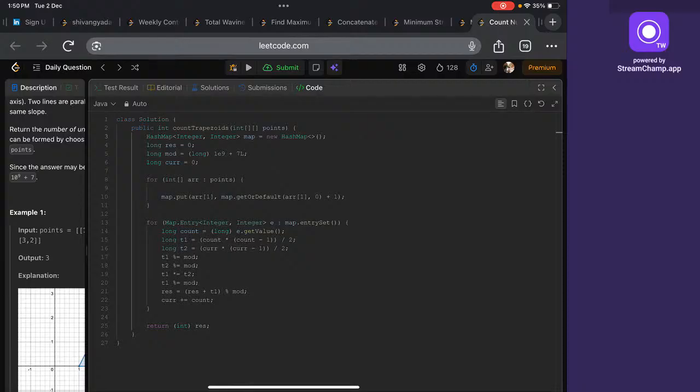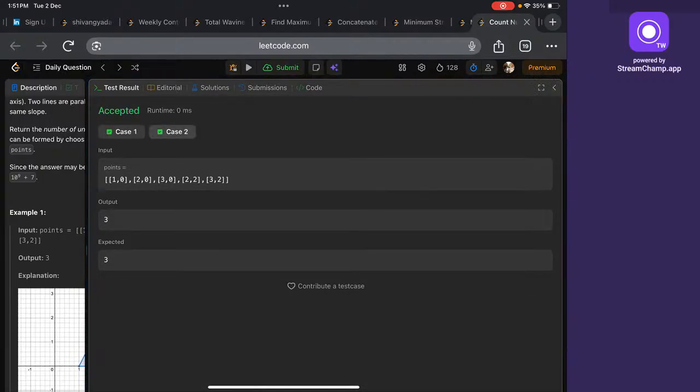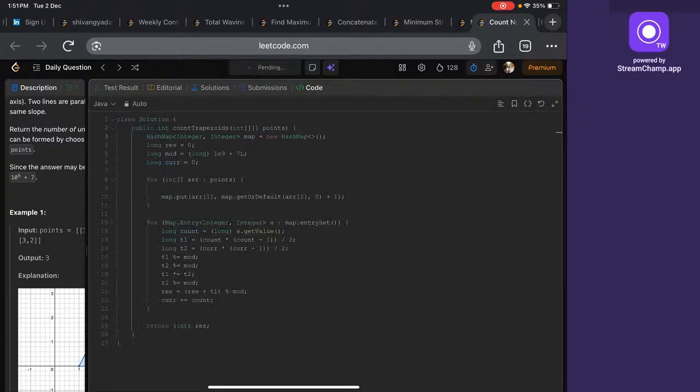We are iterating now. Entry set is also correct. Count, we got a count. We are getting how many different pairs the current count can pair up. Okay, now current minus 1 by 2. Okay, this will give us this gives us a result. Okay, let's submit it.